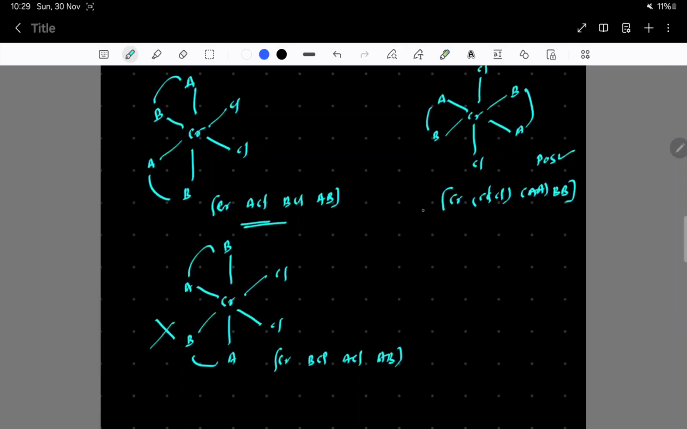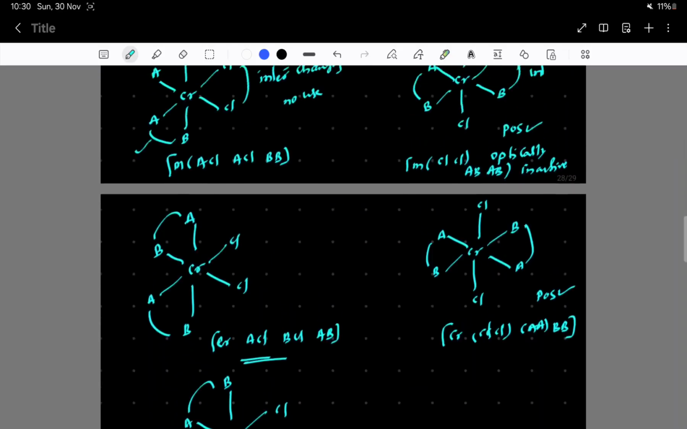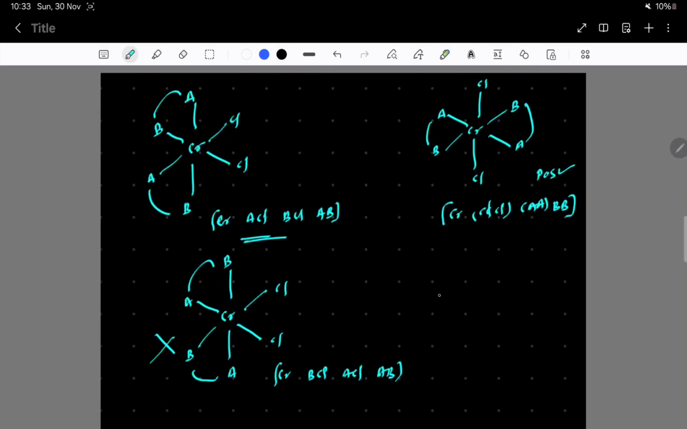Possible geometrical isomers. Student, once you check the possible geometrical isomers, 1, 2, 3. Now you can do one more combination also, student. Right, now look at here. This I will keep CL as it is. Right, now here I will keep this BA as it is. Now here I am doing interchanging here. Now I will write this interchanging. This will be AB. This will be BA.